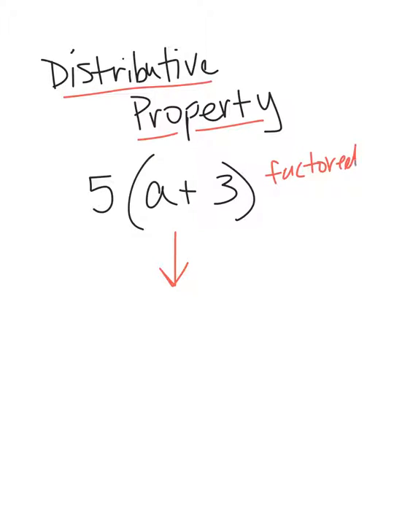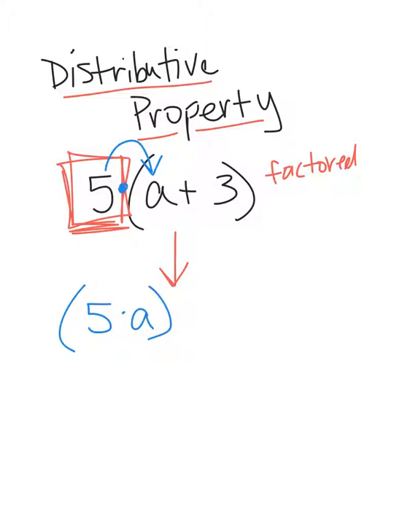And how do I know I'm in factored form? Because I can see that I have one number out in front. Remember that whenever I see a number next to a set of parentheses, I am multiplying. So I'm going to multiply 5 to the a, and that's going to become 5 times a, and I'm going to put that in parentheses. And then I'm going to share the 5 to the 3 and do 5 times 3.